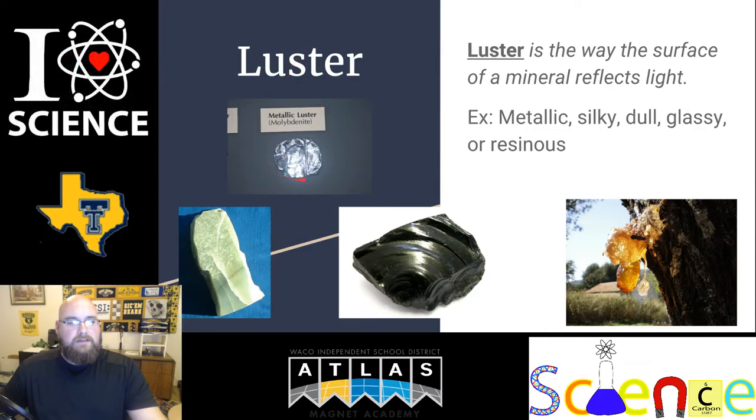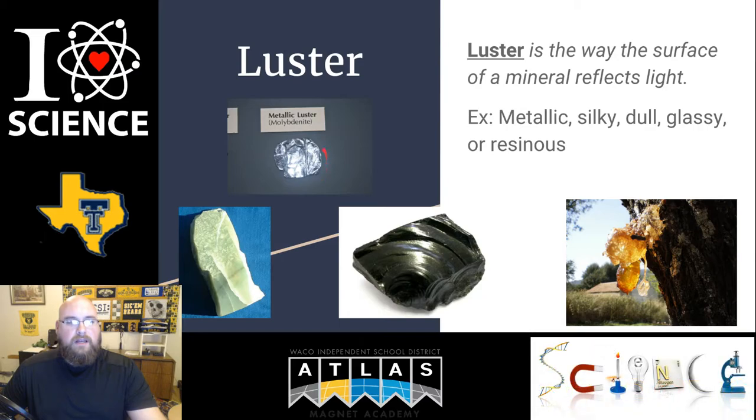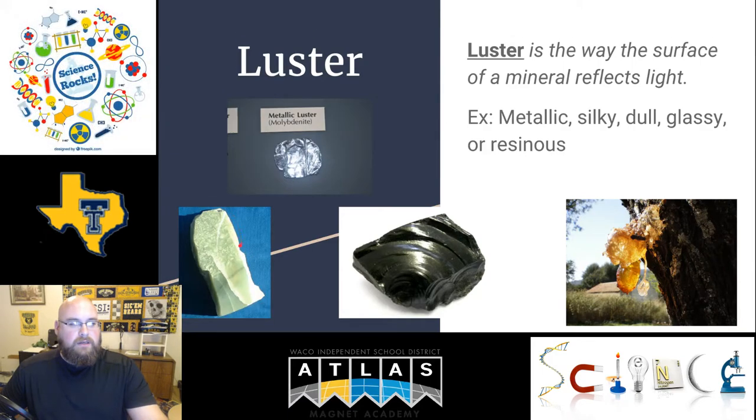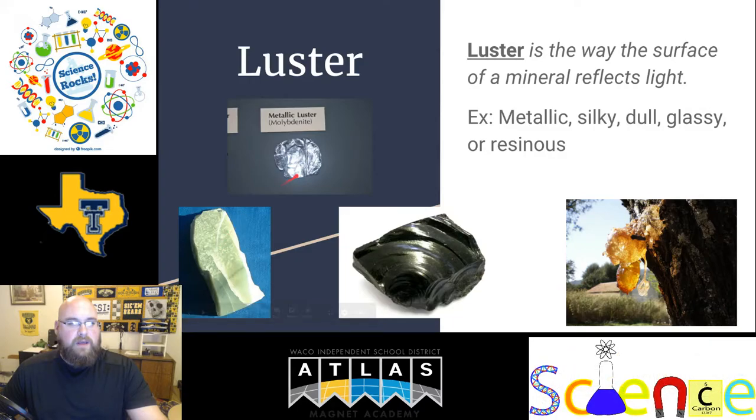So a metallic luster is going to look like this. It's going to reflect light very, very strongly, and it is going to be very bright under a light. Silky or dull can be more like this sample here. It has a dull look, it does not shine, and light does not reflect off of it the same way that the metallic does. So we can consider this to be dull.